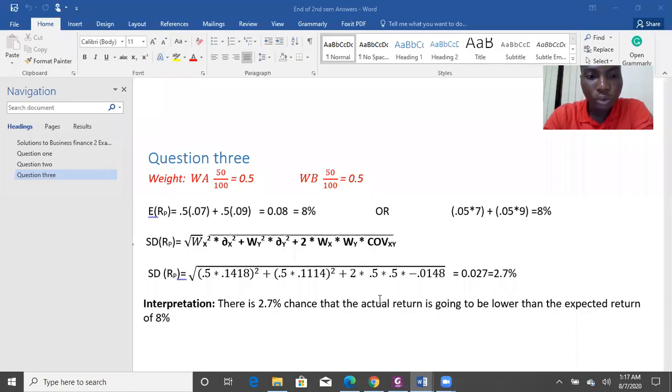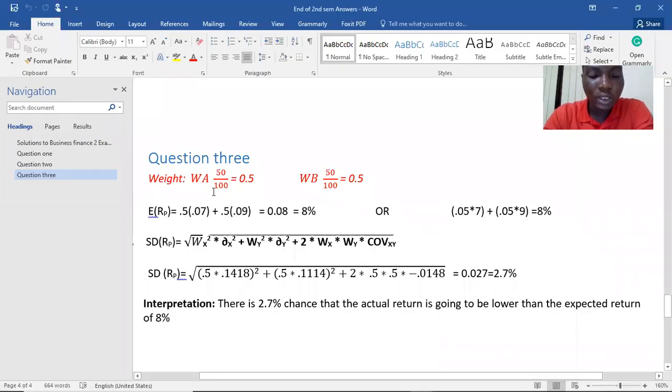And we know to find the weight, it is 50 over 100. 50 over 100 gives you a weight of 0.5 for the two. So 0.5 multiplied by 0.07, plus 0.5 multiplied by 0.09 gives you 0.08. That is 8%.